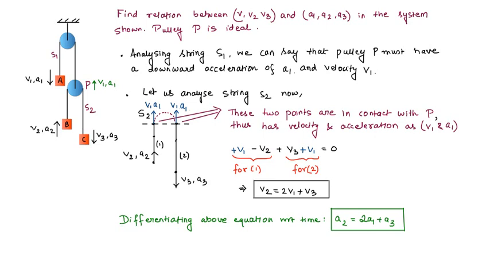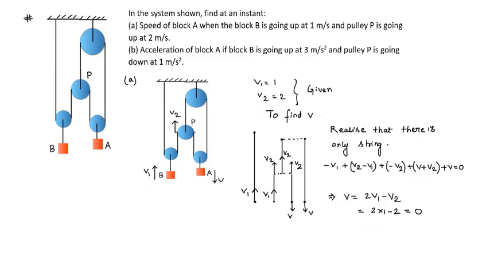Let us look at some more different types of systems over here. Now suppose in this particular system, you can see there are two blocks A and B, and also we have a pulley P over here. At this particular instant I want to find the speed of block A when block B is going up with 1 meter per second and pulley P is going up at 2 meter per second. Let us solve this first part in the beginning.